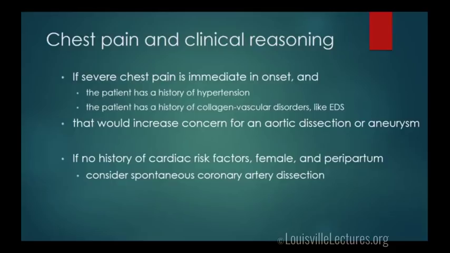So these are 2 illness scripts. They're just chosen at random. If severe chest pain is immediate at onset, and let's say the person has a history of Ehlers-Danlos syndrome, right? Okay, that would definitely make you think that a possible aortic dissection or aneurysm is taking place. Young woman with no cardiac risk factors and gave birth a week ago, right? This is when you think about the differential of spontaneous coronary artery dissection.